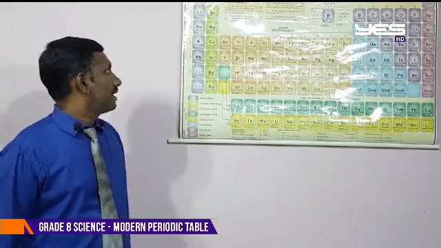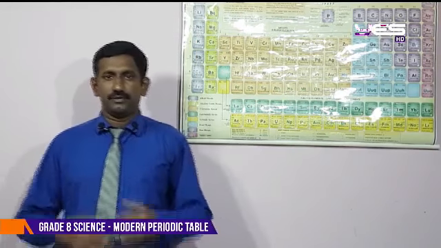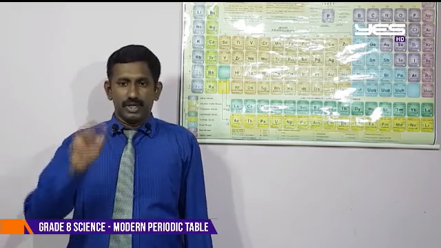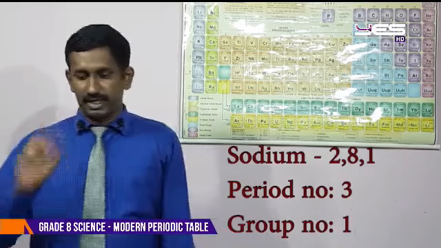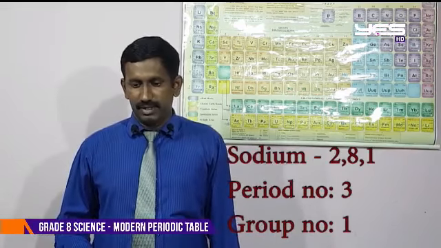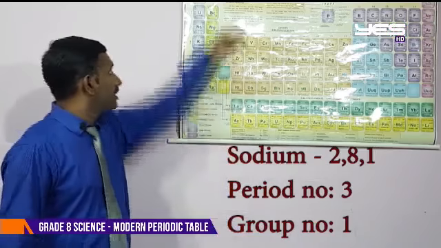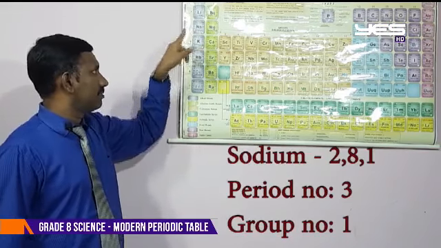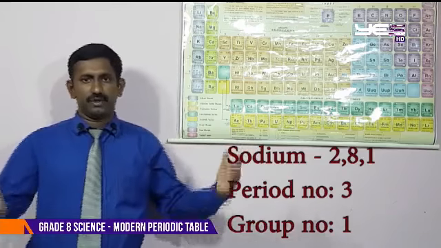Sodium contains 11 electrons. That means we can arrange it as 2, 8, 1. Sodium contains how many shells? Sodium contains 3 shells. That means its period number is 3. 1, 2, 3. Sodium comes in period 3 because it contains 3 shells.